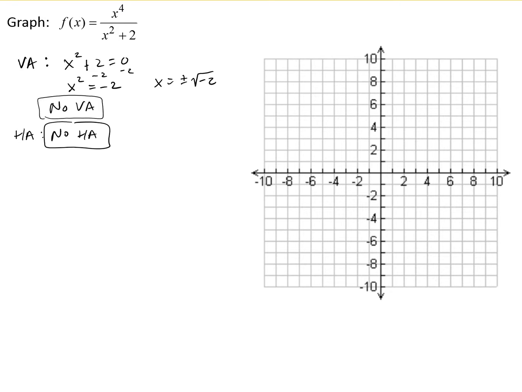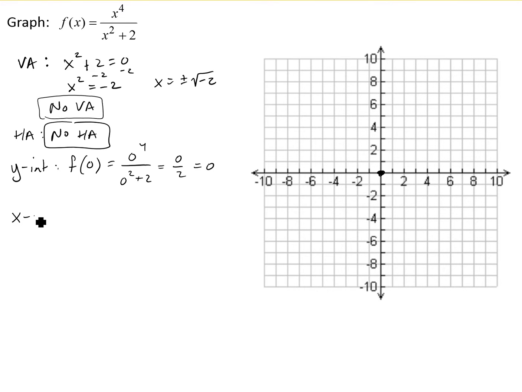Okay, so let's go ahead and look for some intercepts. So a y-intercept is always the easiest one to find. It's going to be what we get when we plug in a 0 for x. And so that gives us 0 over 2, which is 0. So we get the point 0, 0.